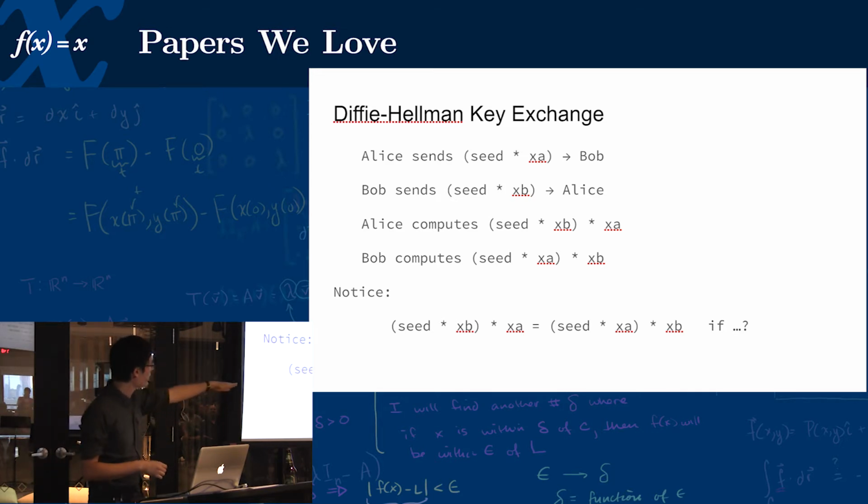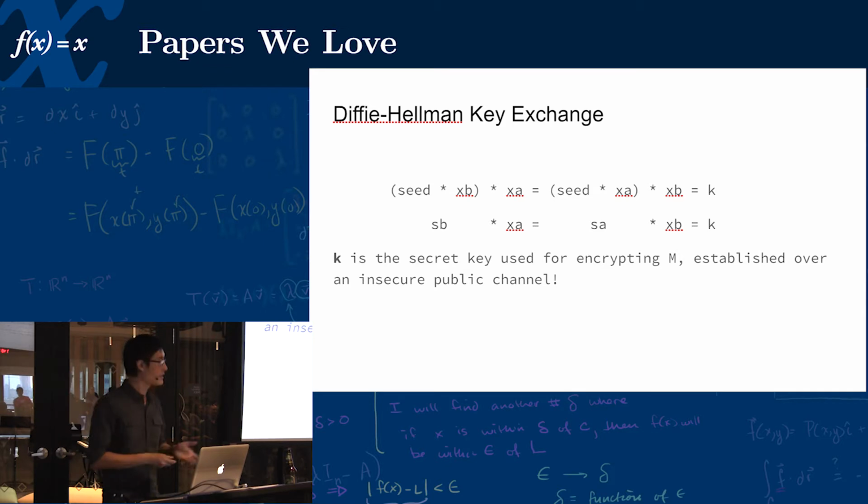They both compute these values. On the left-hand side of the equality, there is seed star XB, which is Alice's computation, star XA. On the right-hand side is Bob's: seed star XA, what he got from Alice, star his XB. If the star operator commutes, then those two things are equivalent. Imagine that on the left side of the equation, XB and XA swap, and then you have the same thing as on the right side. So star commutes, and that's what we'll use. That computation is what we'll use for the secret key.